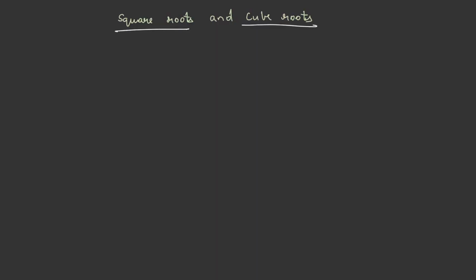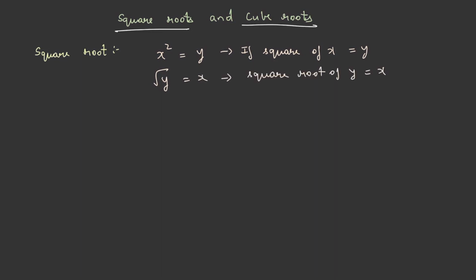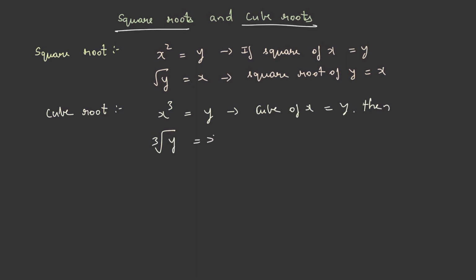First, let's understand what a square root and a cube root are. Suppose the square of a number x is equal to y, then the square root of y will be equal to x. Then what is a cube root? If the cube of a number is equal to another number, that is x cube is equal to y, then the cube root of y will be equal to x.